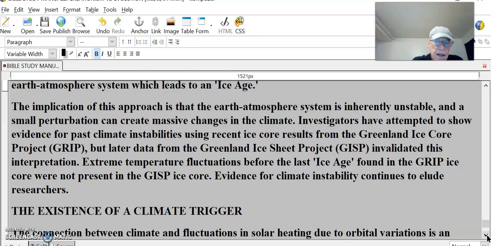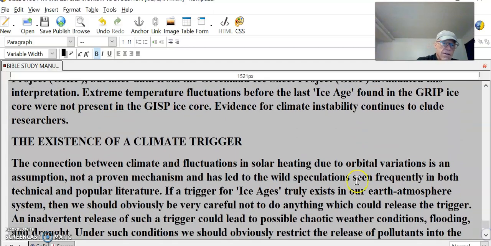Given enough time, investigators have attempted to show evidence for past climate instabilities using recent ice core results from the Greenland Ice Core Project, GRIP. That's a number of years ago, but later data from the Greenland Ice Sheet Project, GISP, invalidated this interpretation. Well, which do you choose? Extreme temperature fluctuations before the last ice age found in the GRIP ice core were not present in the GISP ice core. Evidence for climate instability continues to elude researchers. The existence of a climate trigger.